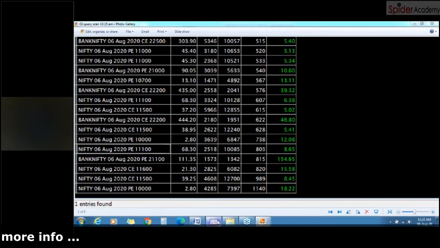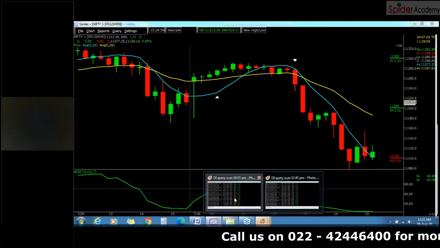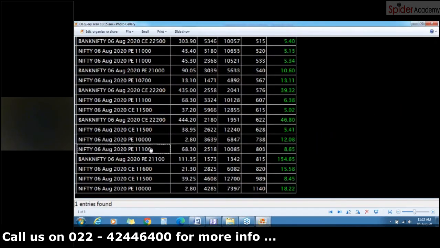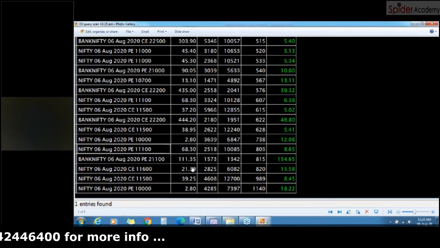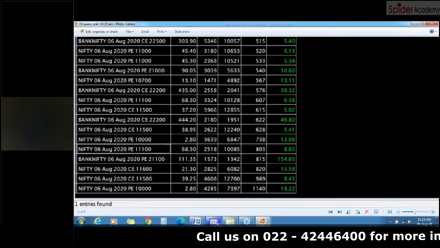As I show you on the chart, here we were getting most of the puts on this side. At that same time, as I said, we will go for the nearest strike prices. So how will we find the nearest strike prices? We will go to the Nifty charts on the daily time frame.